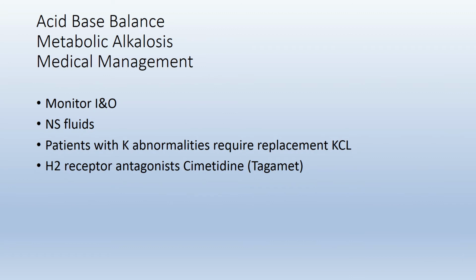Some of the things that we want to do is monitor intake and output because they are vomiting, so they're losing electrolytes, and we're just going to push them with fluids. We'll give them normal saline fluids because we want to hydrate them, and we also want to make sure that if there's a deficit in their potassium levels, we give them potassium chloride. Also, a lot of times we'll have H2 receptor antagonists, like Tagamet, which help us hold on to the hydrochloric acid so we don't lose it anymore.